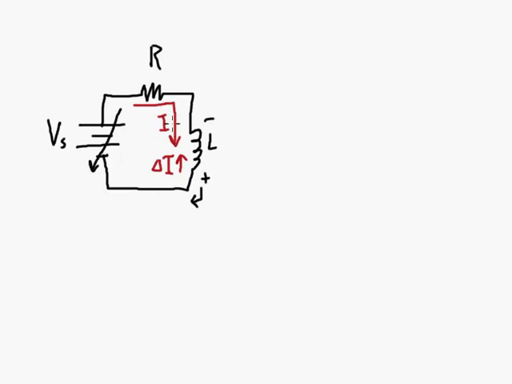So sort of adding on to the current that already exists, but we're opposing this delta I that's decreasing. So we can figure out the polarity there. And now it's pretty easy to figure out what the magnitude is. Let's say, for example, this inductor is 500 millihenry. And we know that if we know the dI/dt, we can just plug it into our equation.